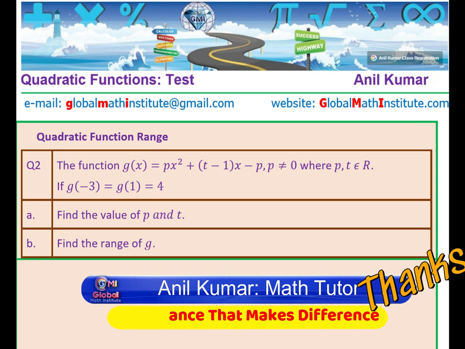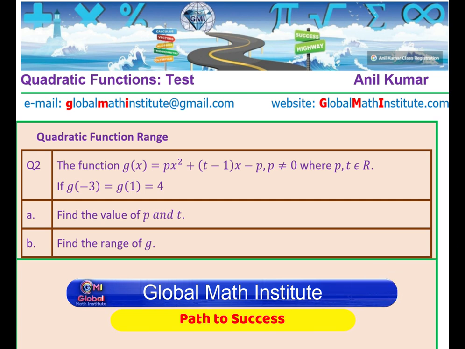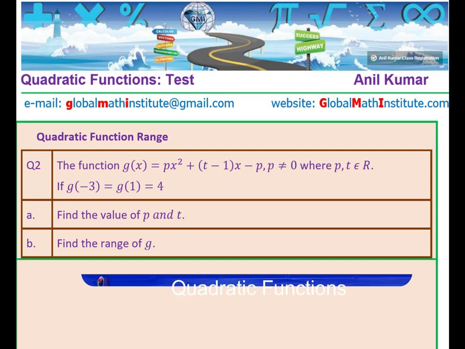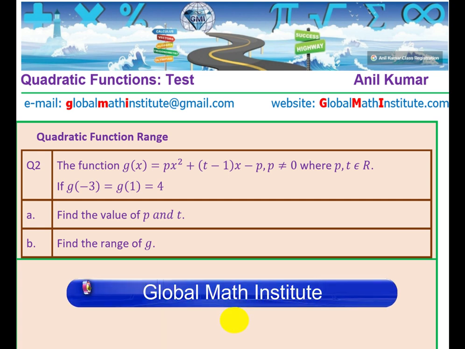In this video, we'll understand how we solve this beautiful question based on quadratic functions. We are given a quadratic equation with two parameters p and t. We are also given that g of minus 3 equals g of plus 1, both are 4. We need to find the value of p and t and also the range of the function. I'd like you to pause the video, answer the question, and then look into my suggestions.